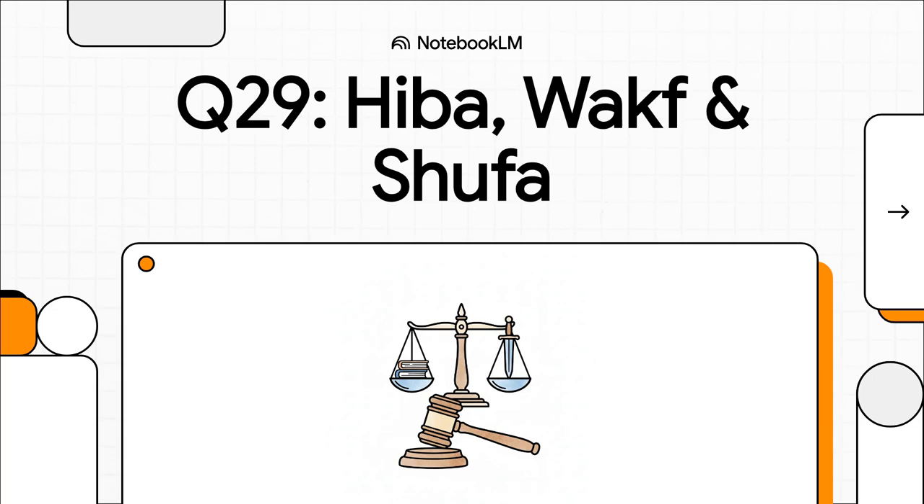All right, class, settle down. Settle down, please. Today, we are completely dismantling question number 29 from your previous year's KSLU question papers. Our explainer today tackles the following prompt. Distinguish Hiba and Wakf. Explain the right of preemption. I expect absolute silence and complete focus right now.